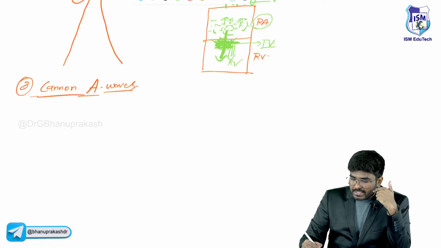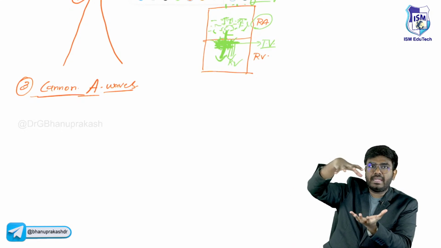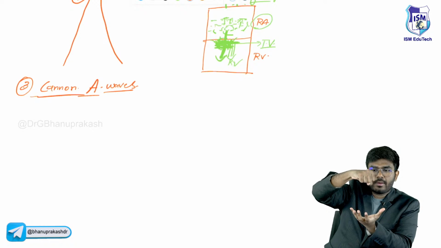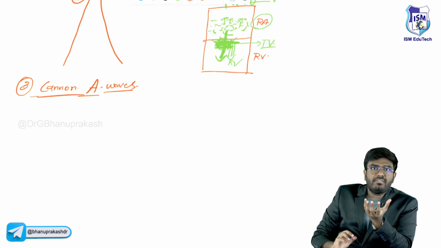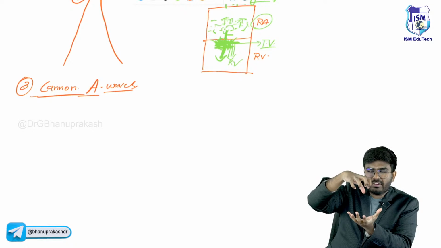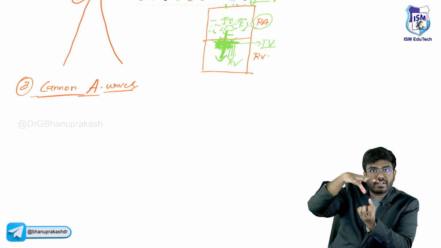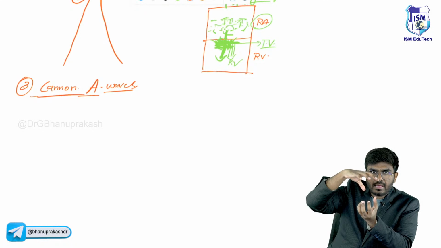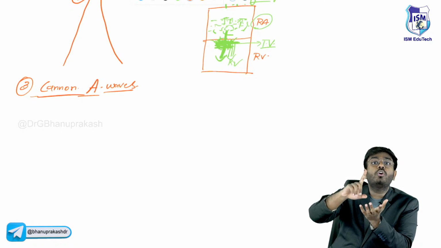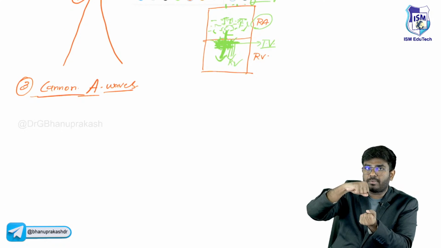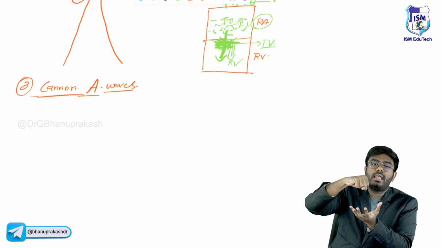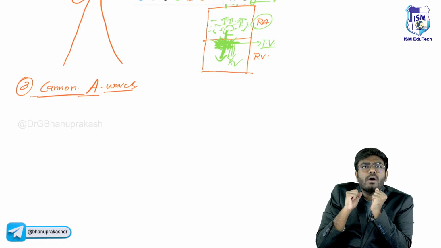Now, normally guys, you should understand something. First atria will contract, fills the blood into the ventricles, then ventricles will contract. First atria will contract, and when the atria are relaxing, then ventricles will contract. Right atria contracts, then right ventricle will contract. Don't think that both atria and ventricle are contracting at the same time. No, first atria contracts, later ventricle contracts.